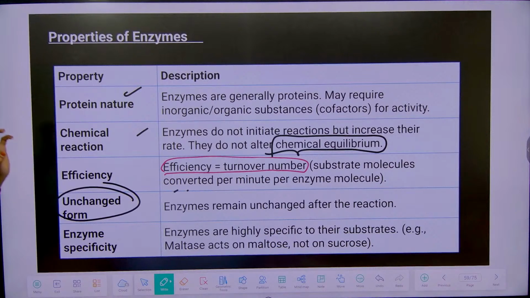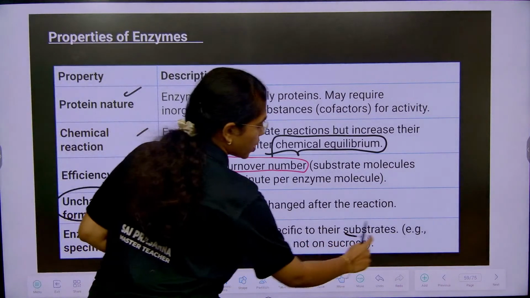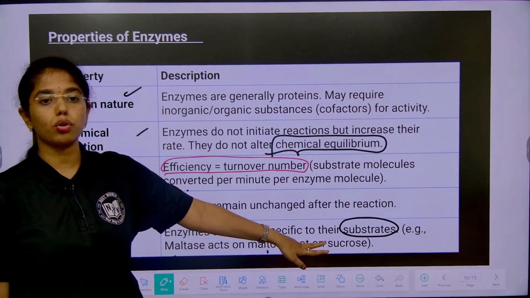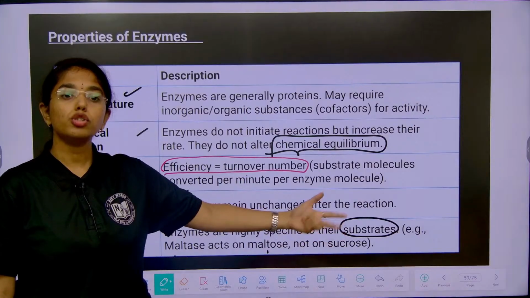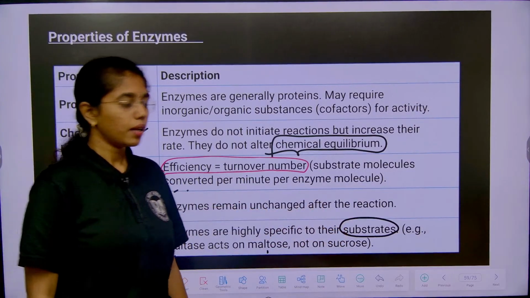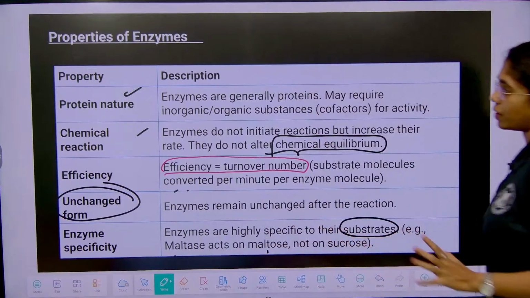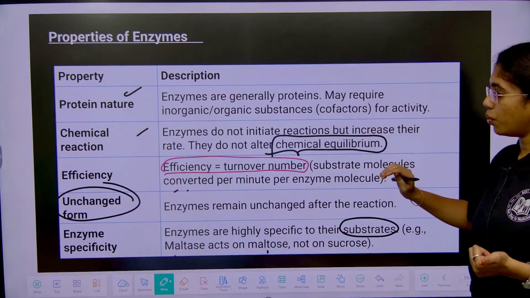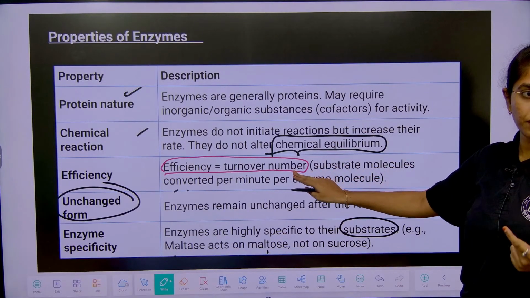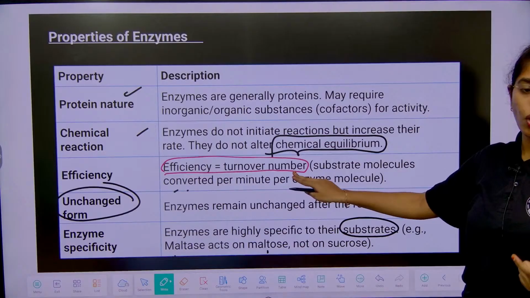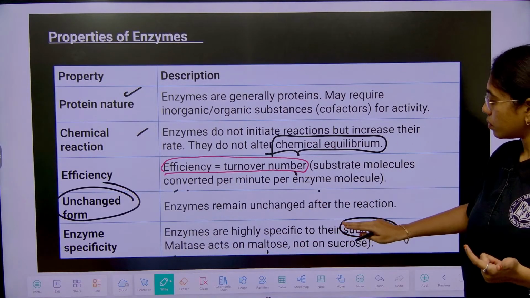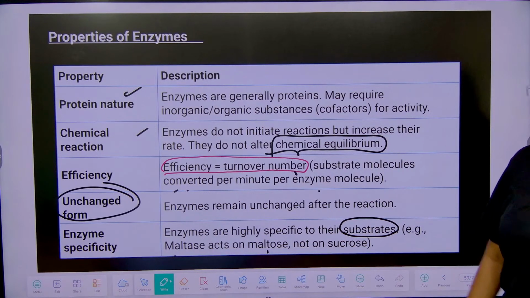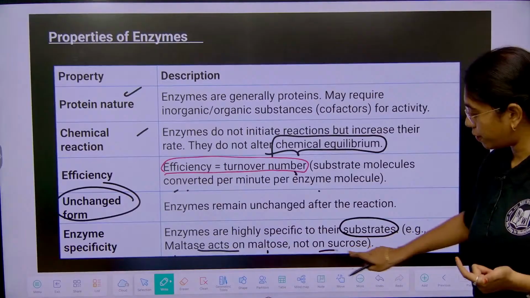Enzyme specificity: enzymes are highly specific to their substrates. For example, maltase acts only on maltose, not sucrose. What enzyme acts on sucrose? Sucrase. Right? So this is about the properties of enzymes. Proteinaceous you already know. Chemical equilibrium maintenance you all know. But efficiency, please take down: efficiency is equal to turnover number. What does TON mean? And this specificity also you know. Take this example under specificity, enough.